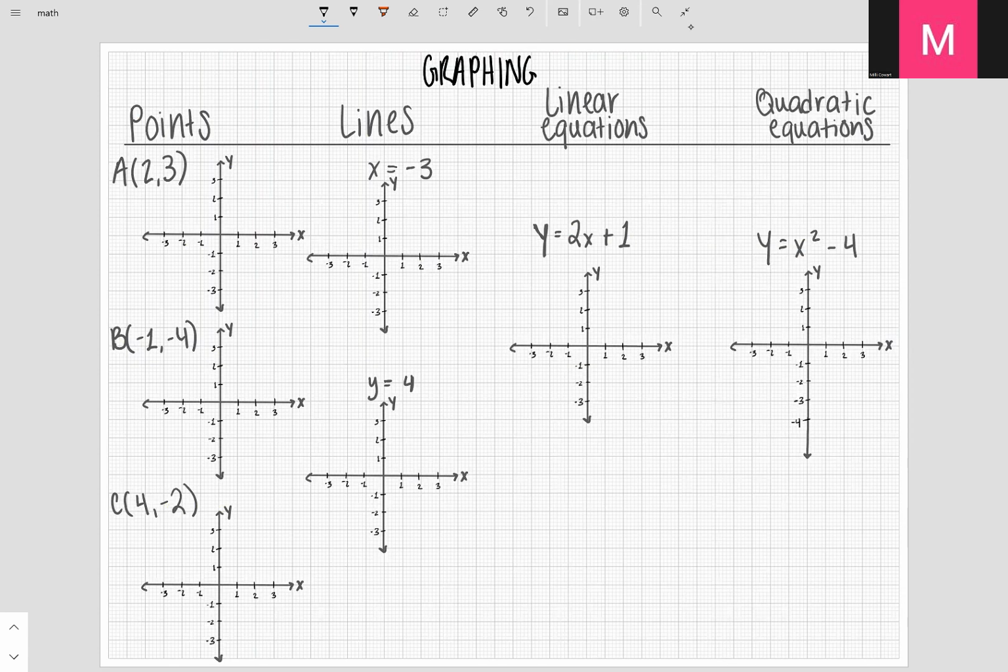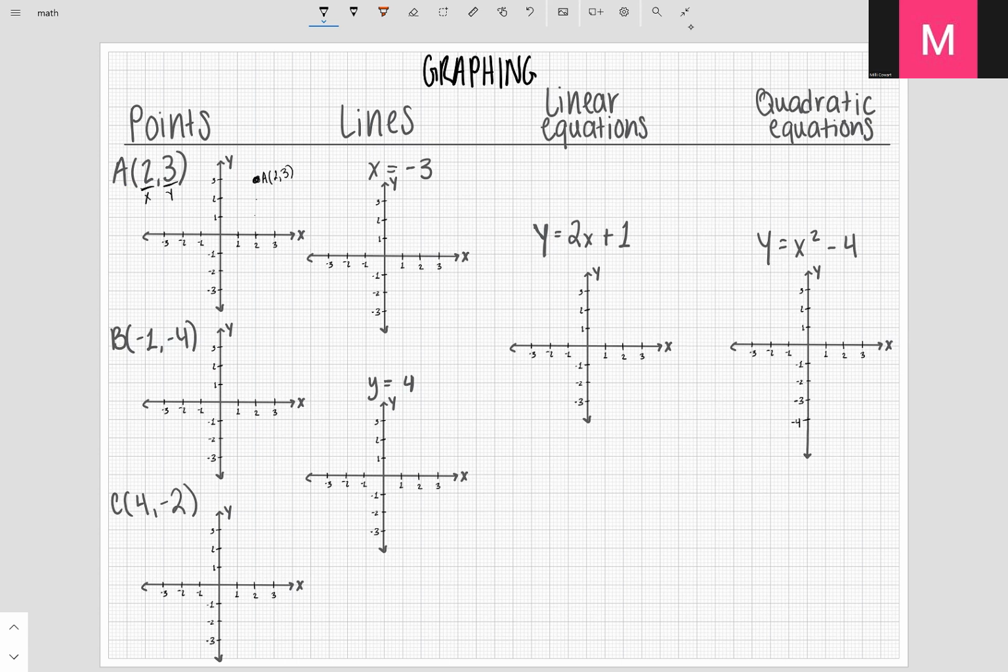So when we're graphing points, we start with the first coordinate, and this is the x coordinate, and this is the y coordinate. So we'll go over 1, 2, and up 1, 2, 3. And this is A.